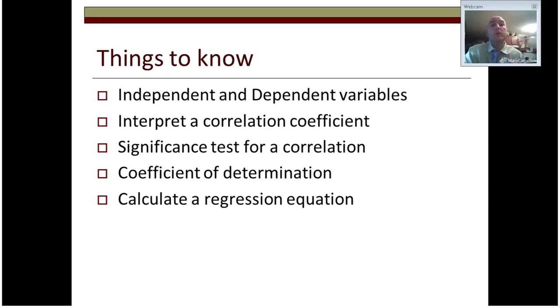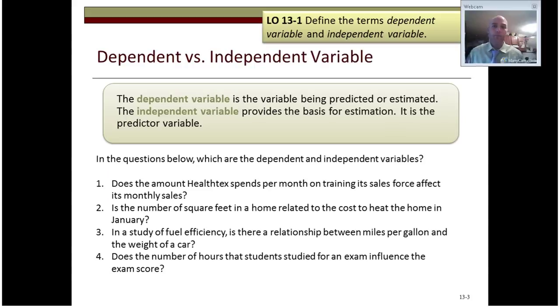The third thing we're going to do is talk about how to do a significance test for a correlation. So in between interpreting and doing the significance test, well, we're actually going to calculate one. The fourth concept is the extension of the correlation coefficient to the coefficient of determination. And lastly, we're going to look at how to calculate a regression equation, given some information from a bivariate data set, which is what correlations are all about.